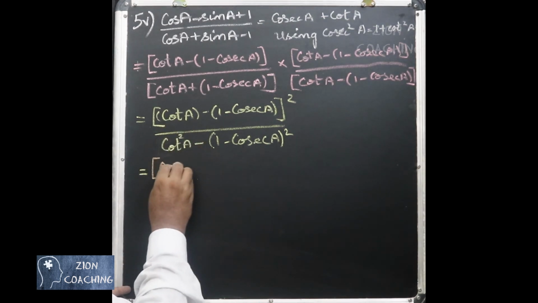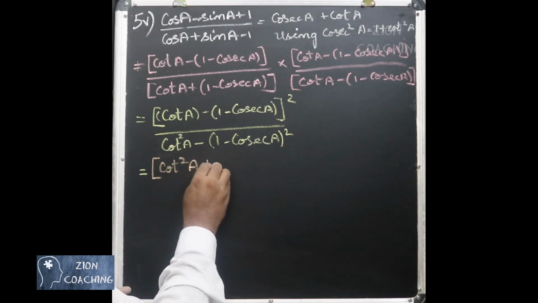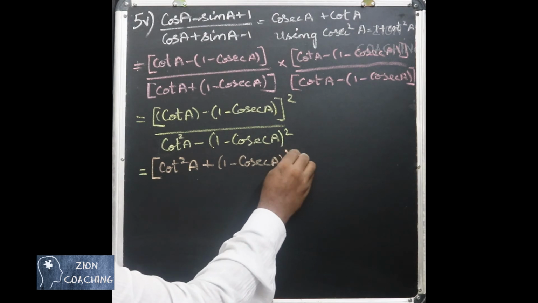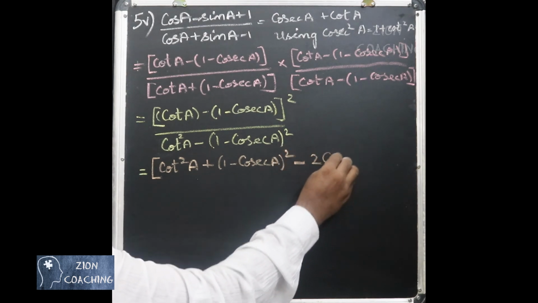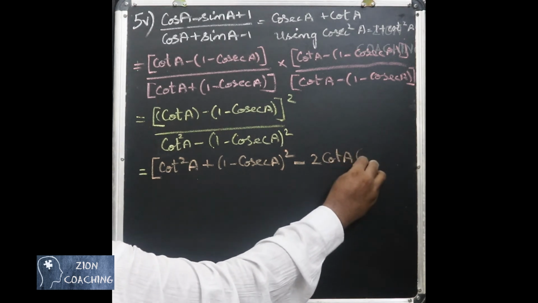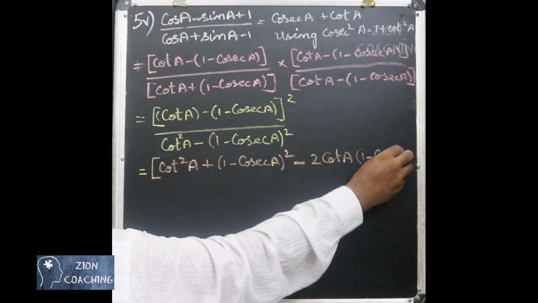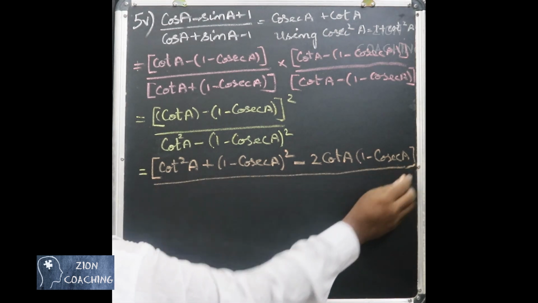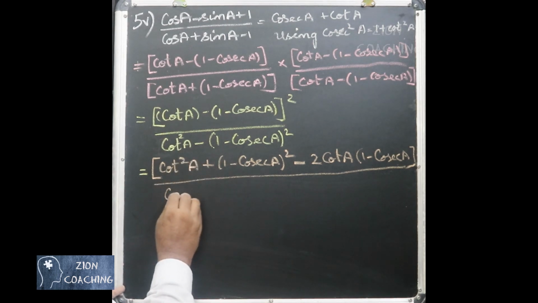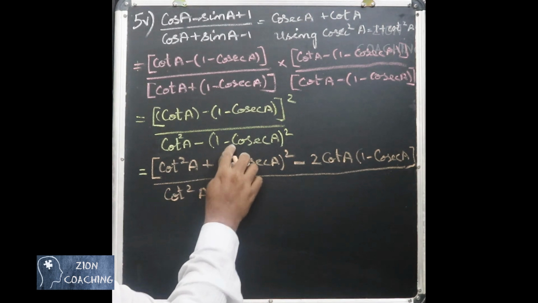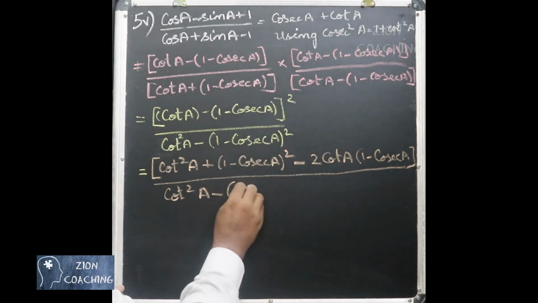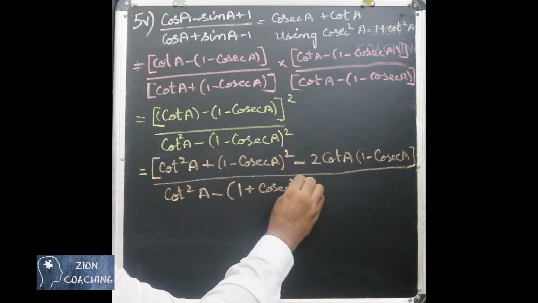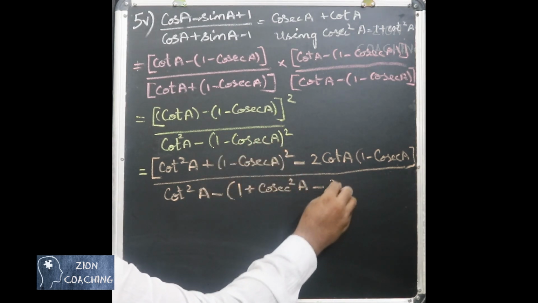A squared is going to be cot squared A plus B squared, which is 1 minus cosecant A the whole square, minus 2 into your A value, that is cot A, into your B value, that is 1 minus cosecant A, divided by cot squared A minus, when you expand this using the A minus B the whole square, we are going to have A squared plus B squared, that is cosecant squared A, minus 2 into A into B, that is 2 cosecant A.